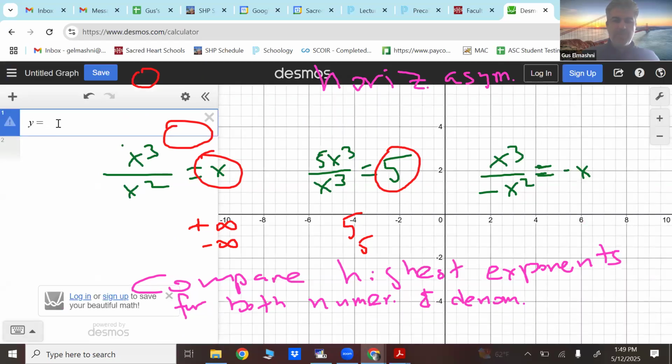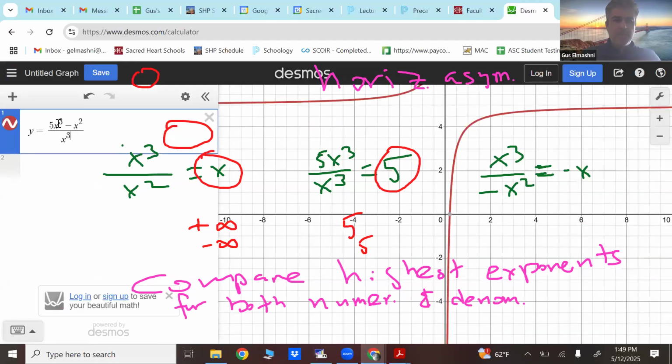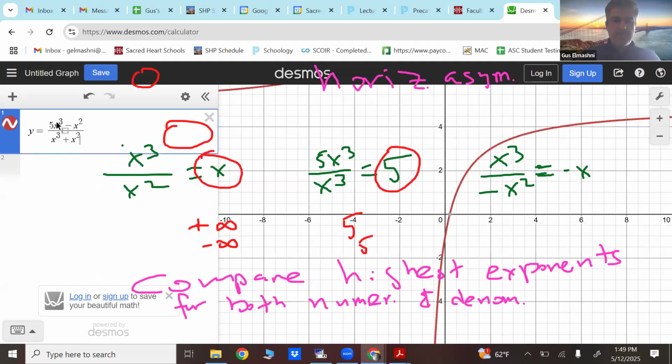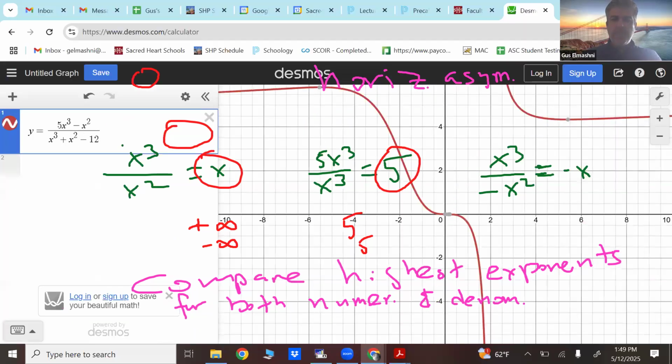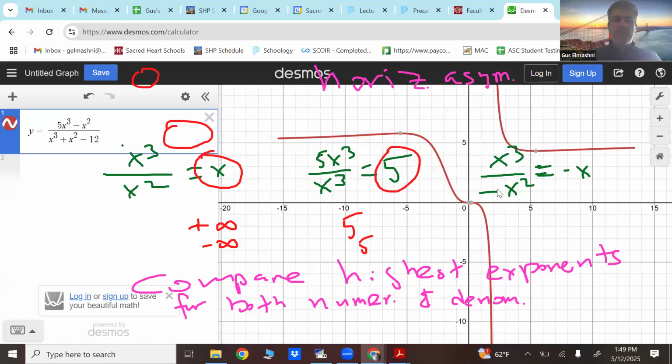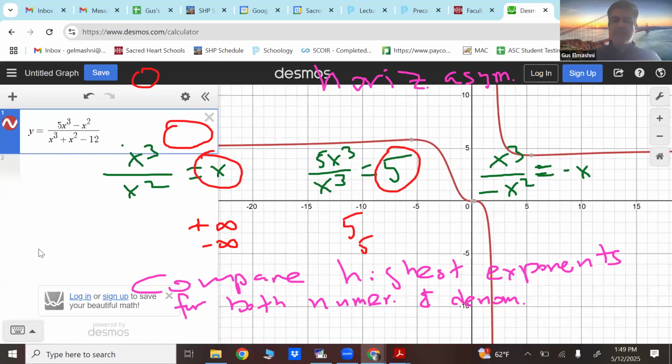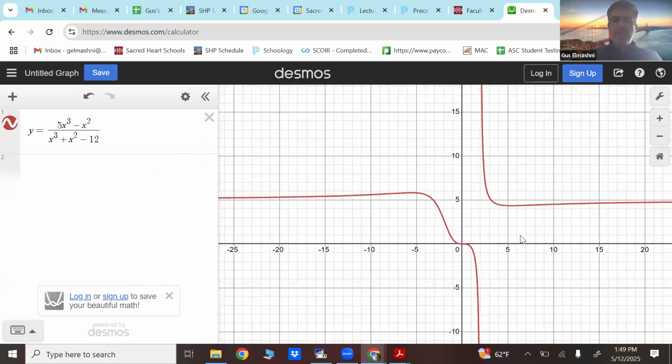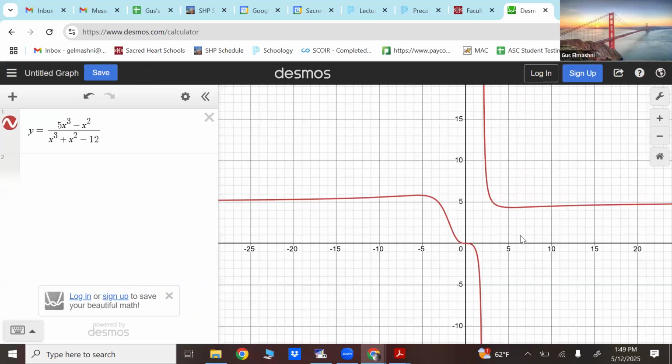y equals division, 5x cubed minus, was it x squared, guys? Okay, then down below x cubed plus x squared minus 12. Okay, that is a strange looking graph. Again, I'm not going to make you do this graph on the test. We're not ready for that yet. Look at the far left and far right. It's confusing, but it's great when you finally can figure it out.